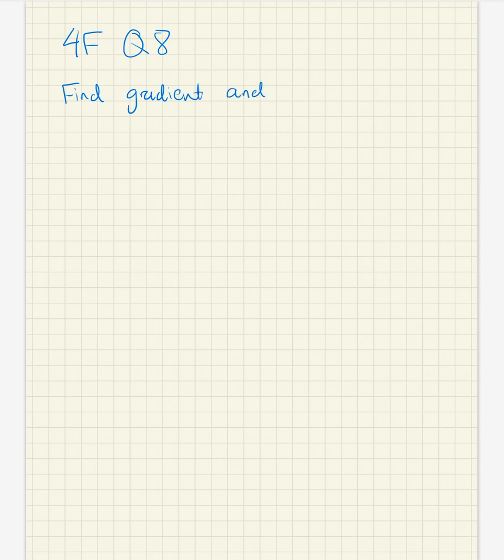So the question asks us to find the gradient and the y-intercept. In other words, we need the m, the gradient, and the c, the y-intercept, and those are found when we have an equation of the form y equals mx plus c.